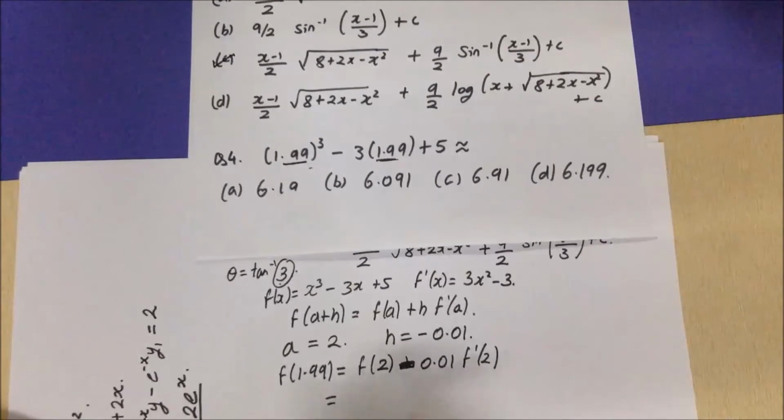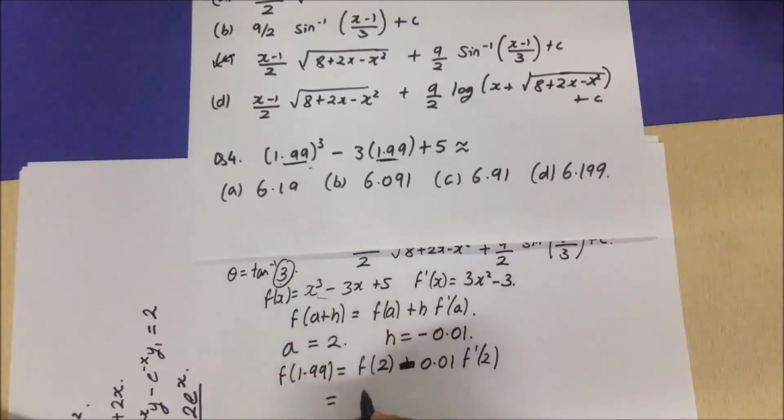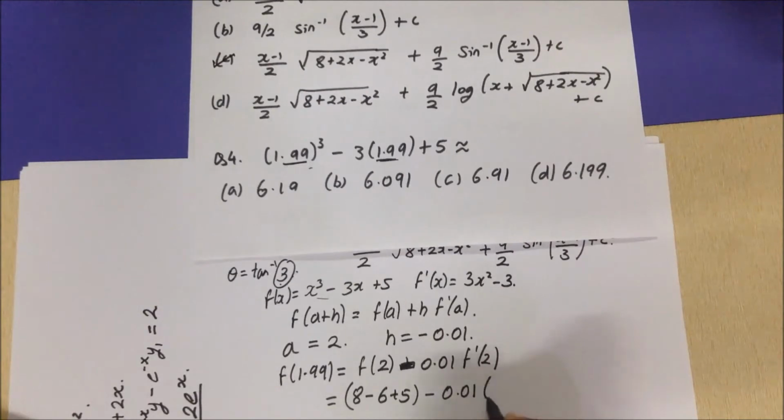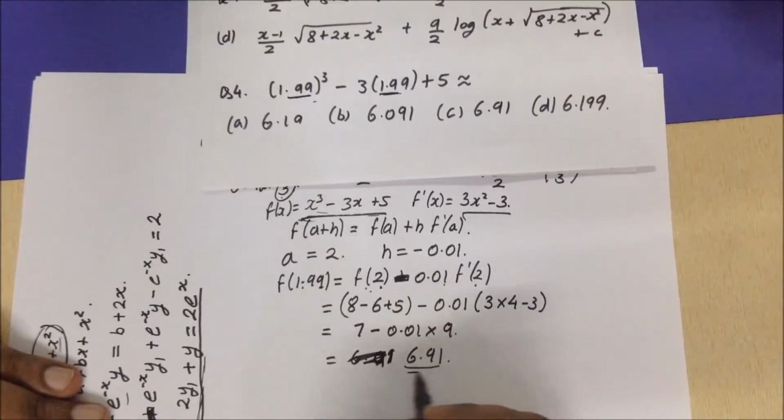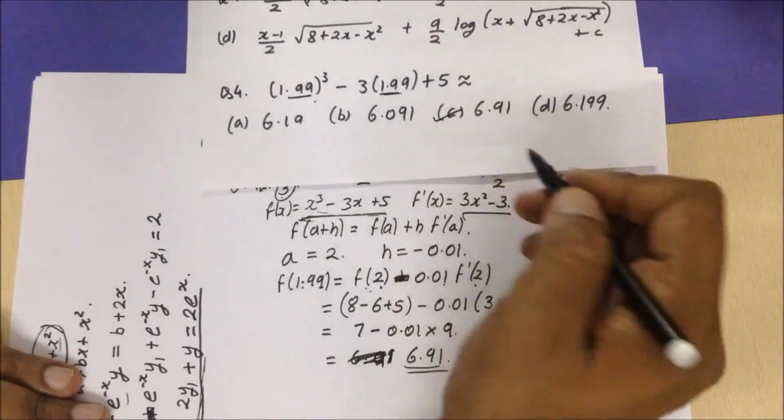Now you have to find the values of f of 2 and f dash of 2. So basically you have to substitute wherever x is present as 2. So that's going to be 8 minus 6 plus 5 for f of 2. After solving, you will be getting the approximate value as 6.91. So it's basically your option C.